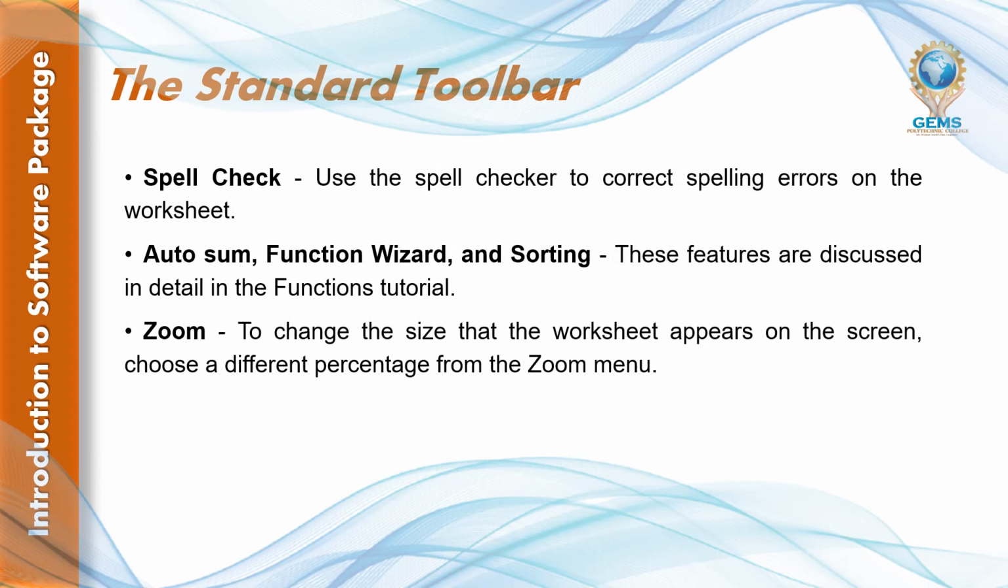Then spell check. The spell check option is one of the important options in Microsoft Excel to check and correct spelling errors on the worksheet. Auto sum, function wizard, and sorting. These features are discussed in detail in the function tutorials.